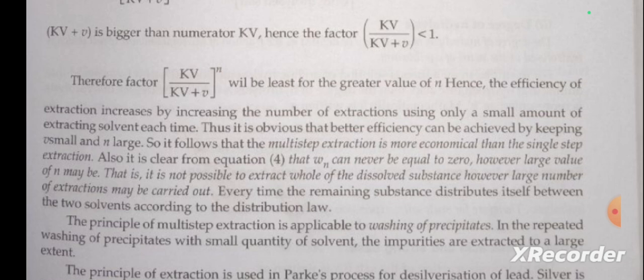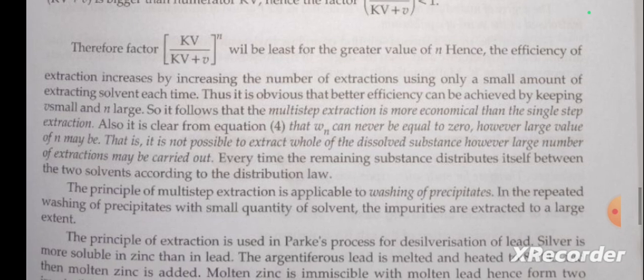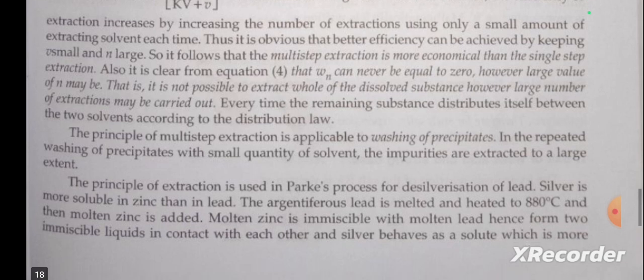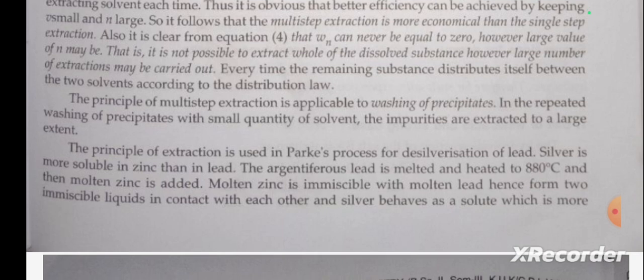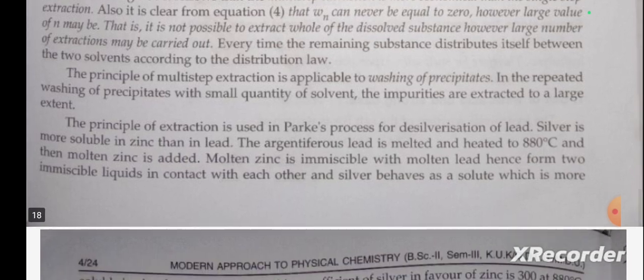Also, it is clear from the equation that Wn can never be 0, however large the value of n may be. That is, it is not possible to extract the whole of the dissolved substance, however large the number of extractions carried out. Every time, the remaining substance distributes itself between the two solvents according to the distribution law. The principle of multi-step extraction is applicable to the washing of precipitates. In the repeated washing of a precipitate with small quantities of solvent, the impurities are extracted to a large extent.